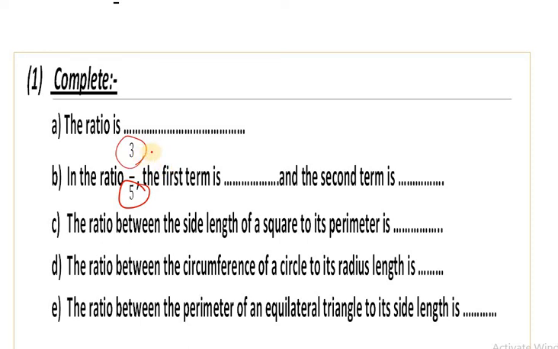In the ratio 3 over 5, this is the first term, the antecedent. So the first term is 3 and the second term is 5. The ratio between side lengths of the square 1, perimeter 4, so it's 1 to 4.